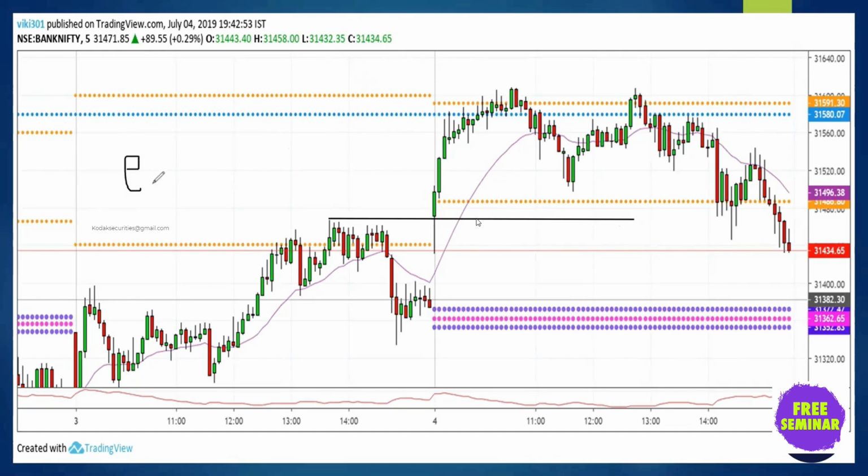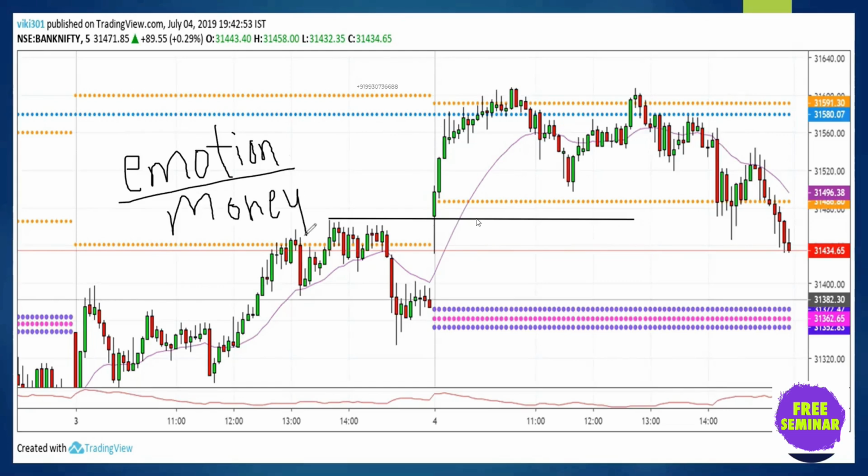Big money they lose. What is the reason that traders lose money? Because of emotion. Because they trade with emotion. As human beings, it is obvious that all of us are emotional, right? Especially when money is involved, we are more emotional. That is where the mistake happens in trading.